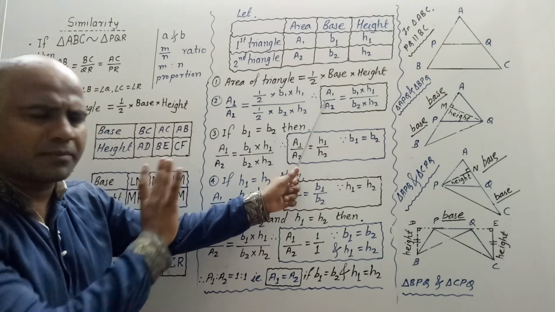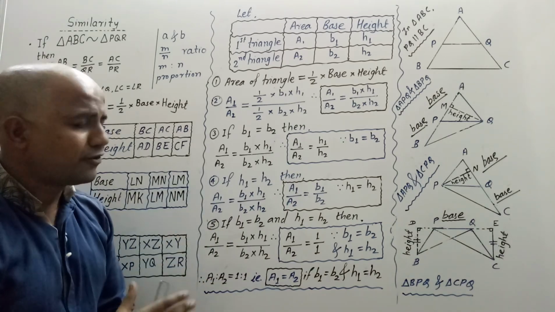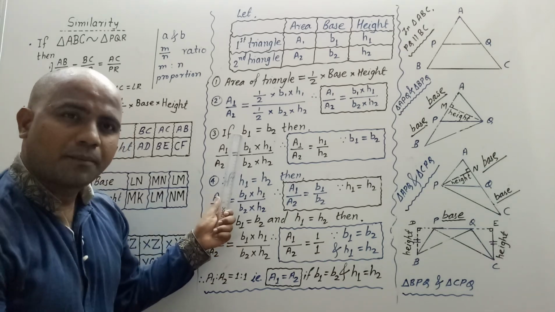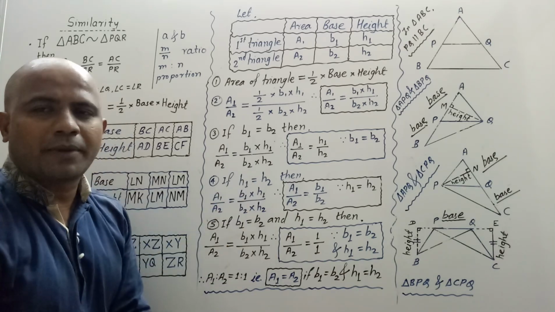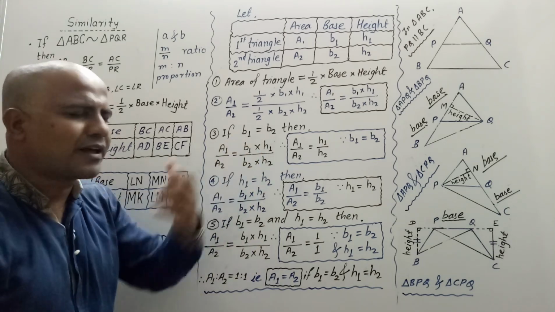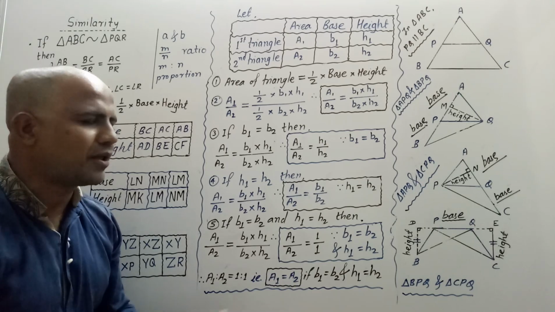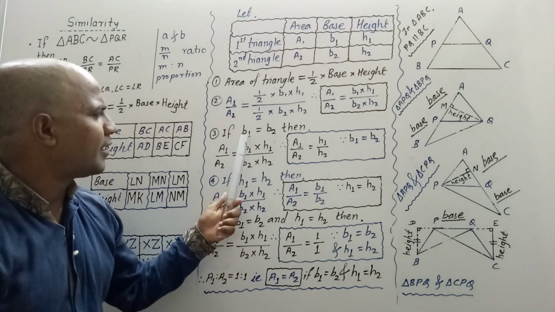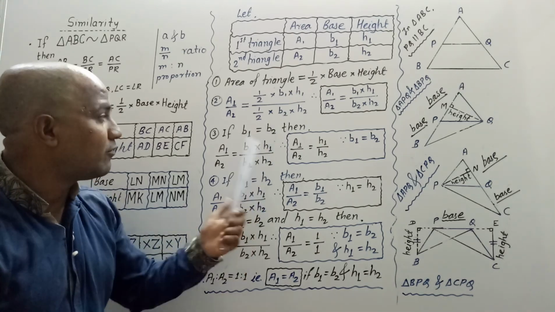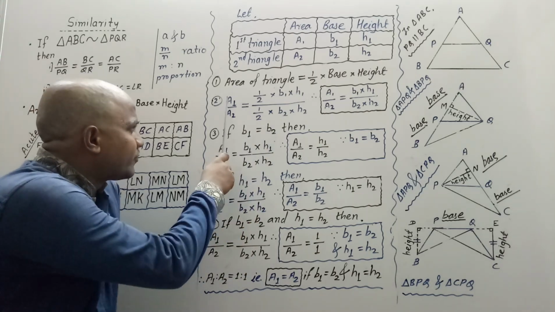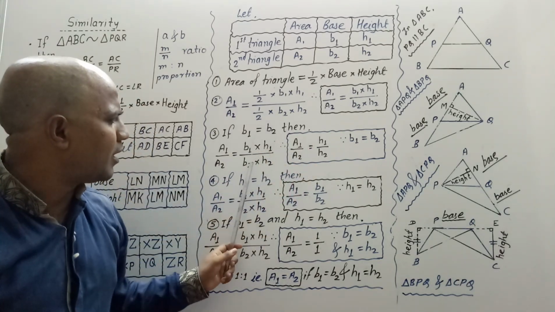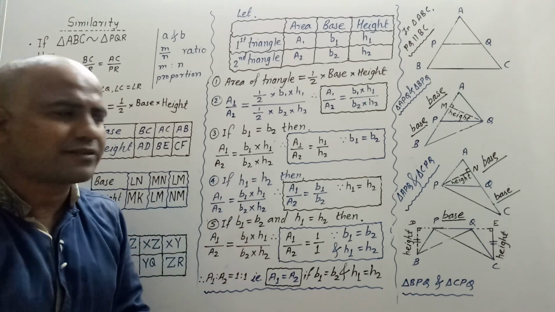Simply, you can remember this also. If you modify this, if B1 equal to B2, what is the meaning of B1? Base of the first triangle. B2, base of the second triangle. In short, if triangles have equal bases, or bases are common or bases are same, you can use the equal. When base of two triangles are equal, then what happened? A1 upon A2, same property is repeated. A1 upon A2 is equal to B1 into H1 upon B2 into H2 because half is already cancelled.